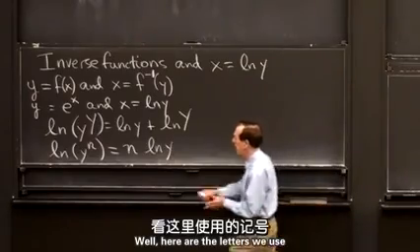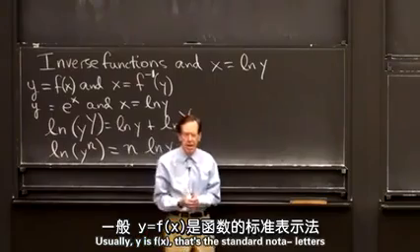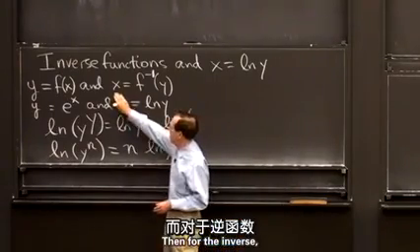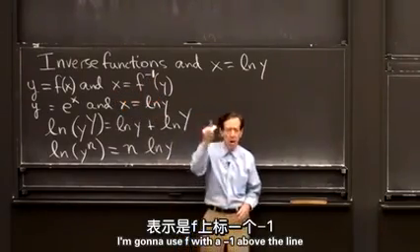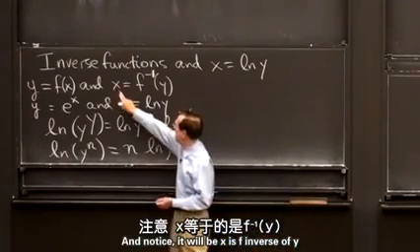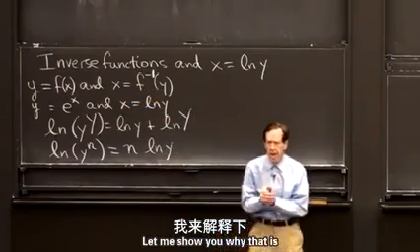Well, here are the letters we use. Usually y is f of x. That's the standard letters. Then for the inverse, I'm going to use f with a -1 above the line. And notice now it will be x is f inverse of y. And let me show you why that is.